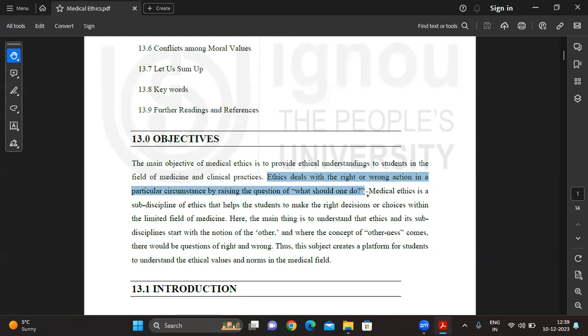But हमारा ethics subject नहीं है, हमारा medical ethics subject है. So easily from the word itself, we can understand that this will be a sub-discipline. This will be a discipline under ethics, a sub-discipline of ethics that helps us to understand what are the right decisions or choices within the field of medicine. So आप बोलेंगे medical ethics is a sub-discipline of ethics that studies the right and wrong related to the field of medicine.